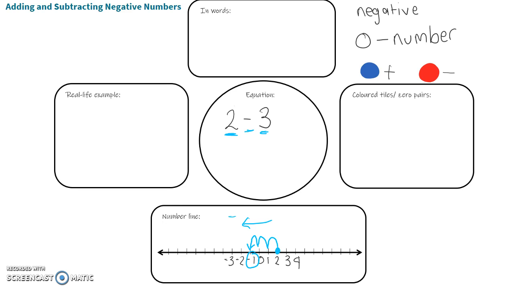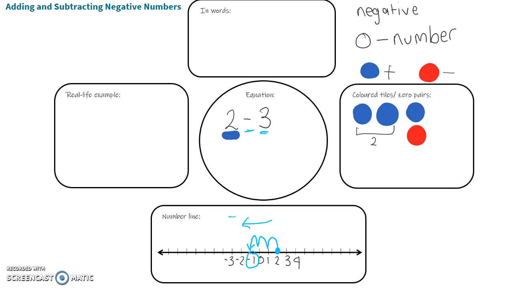If we do it with colored tiles, we're going to start off with 2. So 1, 2. Okay. And I'm going to take away 3 blue tiles, but oh, wait a minute, I've only got 2 tiles here. How can I take away 3 of them? What I can do is add what we call a 0 pair. So I can just add on as many as I please. I can add on a blue and a red together. Now they cancel each other out because we've got a positive tile and a negative tile. Those two together just equals 0.